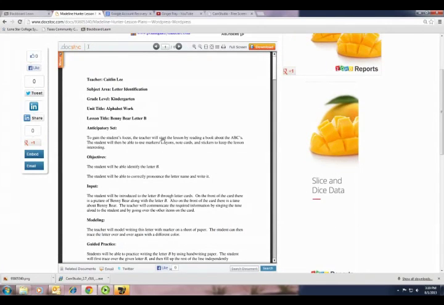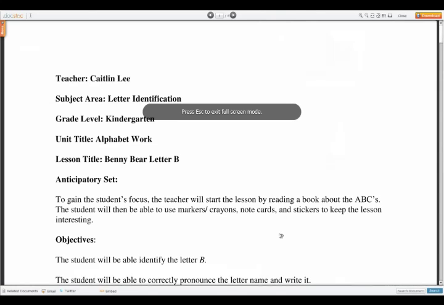Now let's look at the anticipatory set. Remember, this needs to be the hook that gets the students wanting to be involved. And if you are not interesting, they're not going to want to be involved. Remember, what we're competing against in today's day and age is technology and instant gratification. So you want to do something that captures your students' attention. Let's see what they do.